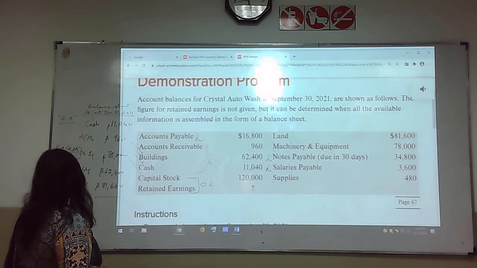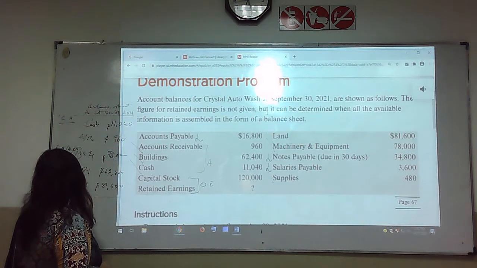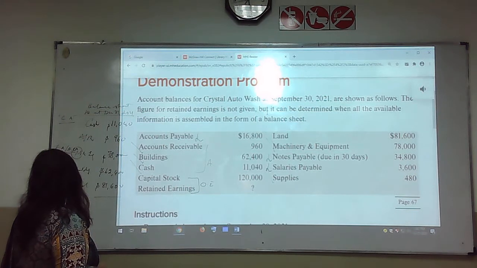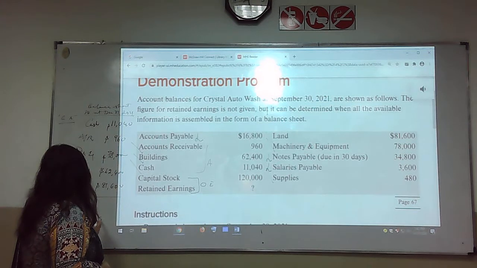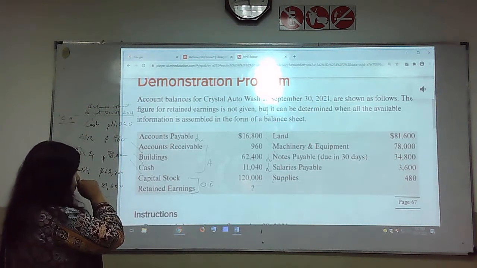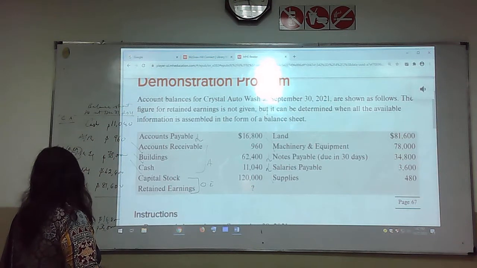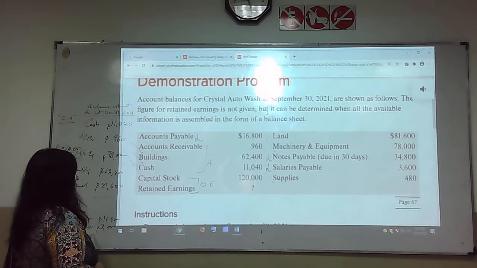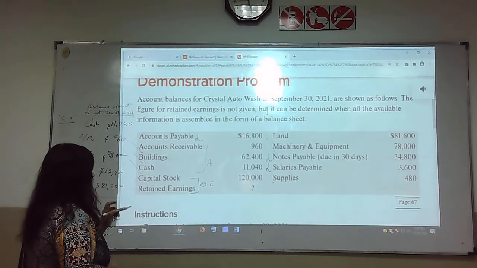accounts payable. These are short-term liabilities, so accounts payable. And then there's notes payable. Okay, so the accounts payable is 16,800 and notes payable is 34,800. And then you have salaries payable, and they are 3,600. Sorry, I forgot to put supplies.